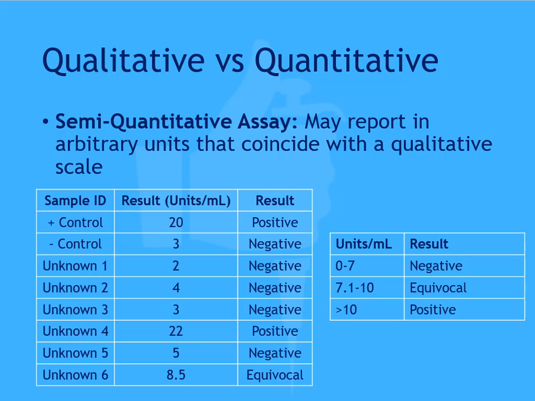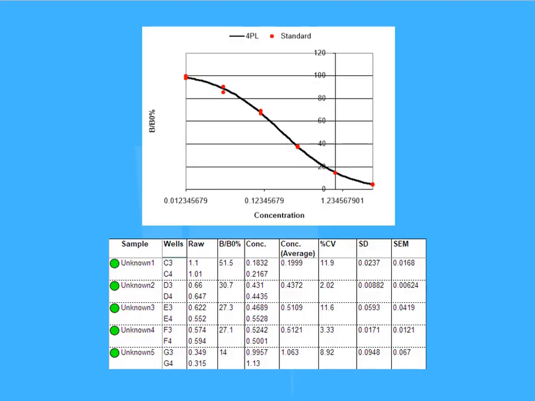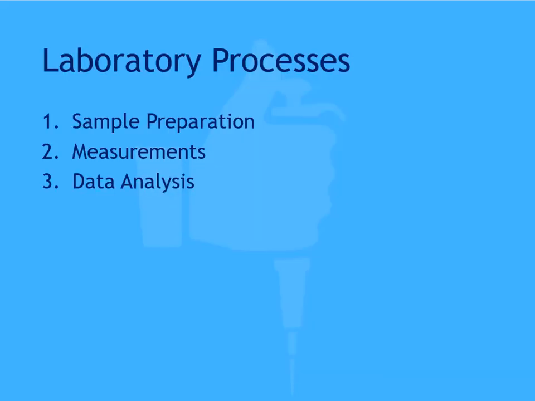Our salivary cortisol example is a quantitative assay. As you can see, the standard curve is used to interpolate the concentration of various unknowns. Standards are specialized samples that have a known concentration. The corresponding raw measurements associated with these standards can be used like a ruler to determine the concentration of unknown samples. There are three main laboratory processes that take place during the performance of an assay: sample preparation, data measurement, and data analysis.